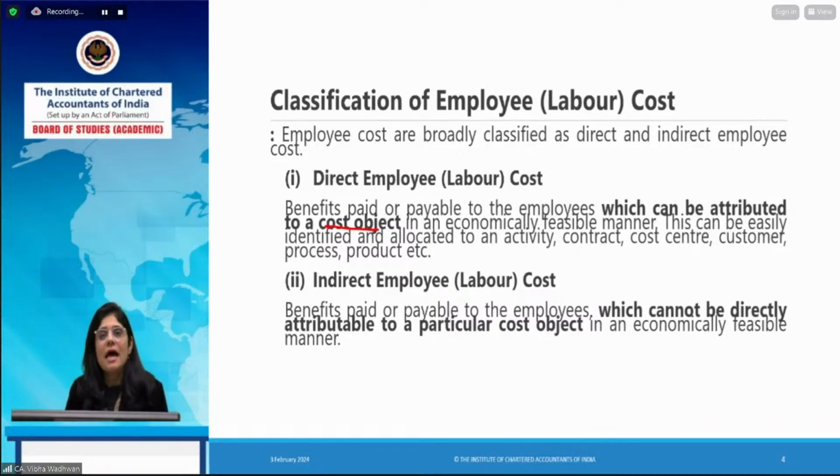Clear? So the salary of the supervisor will be shared amongst all the 10 products. But the worker who is working on the product, his wages will be allocated to that product only. His wages will not go to another product. Clear? So that is what we mean by direct and indirect. Something which we can directly identify to any product is a direct labor cost. Any laborer work which we cannot directly measure, attribute or identify to a product is called indirect. Clear?